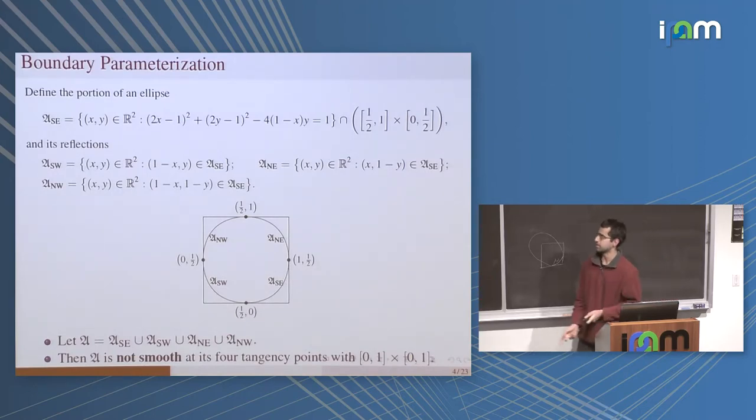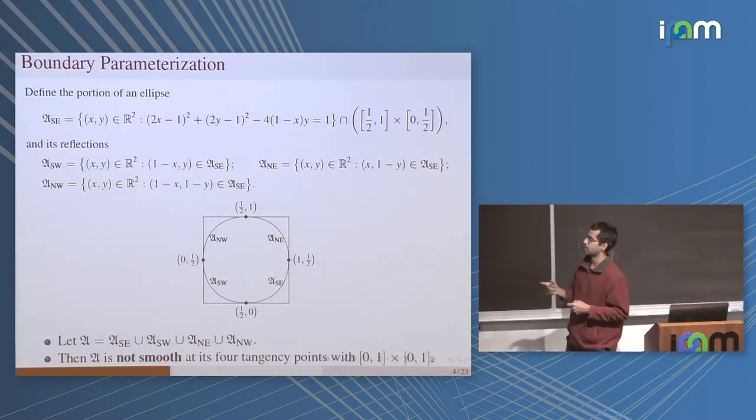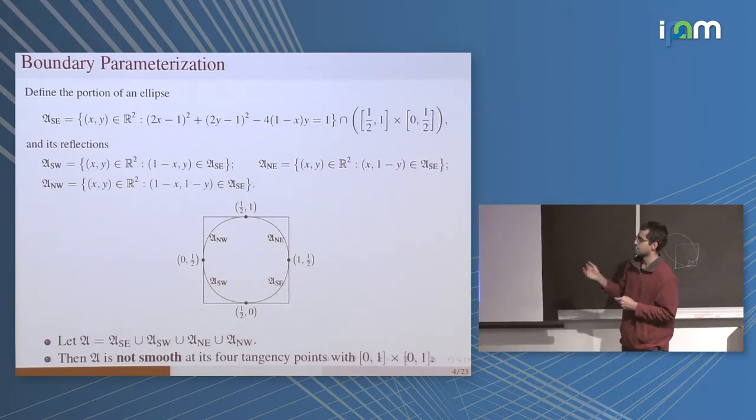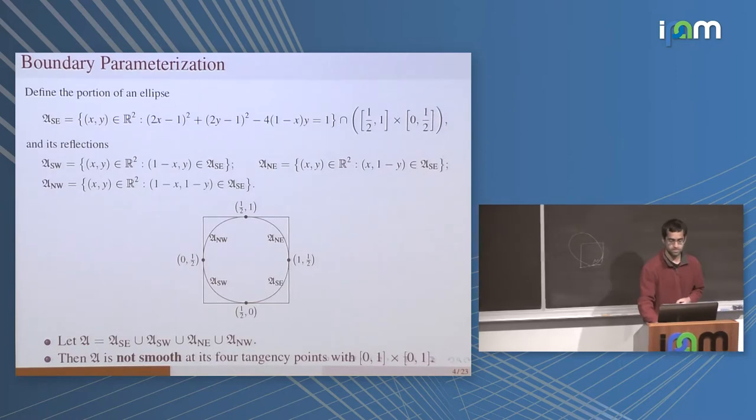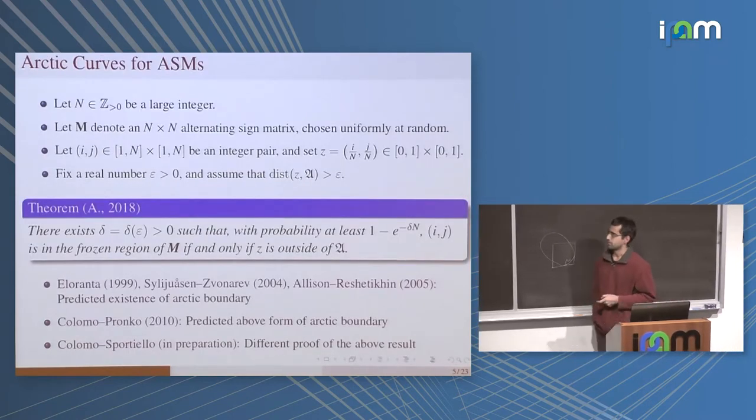Again, I'll reiterate that it is a direct consequence of the formula. You can see that A is not smooth at the four tangency points, but it's algebraic elsewhere. Okay, so now I can state the theorem basically.